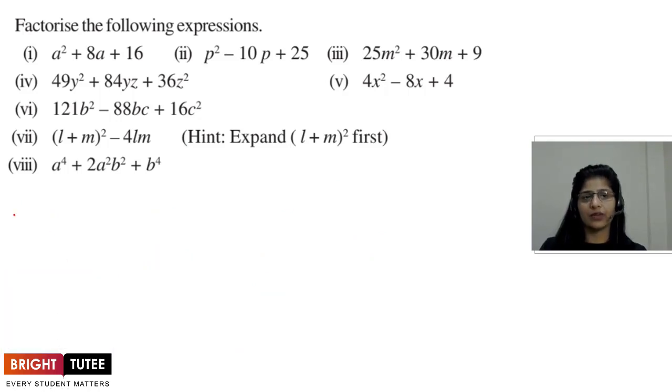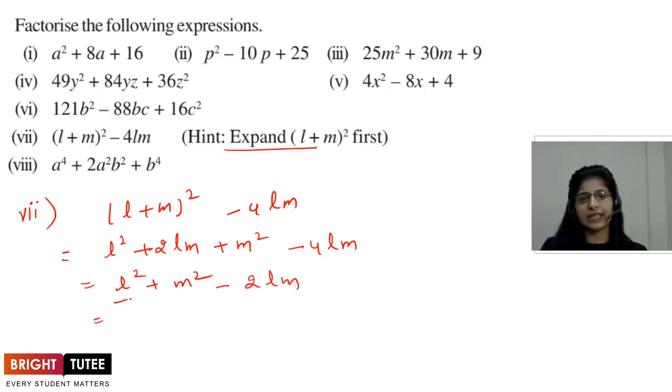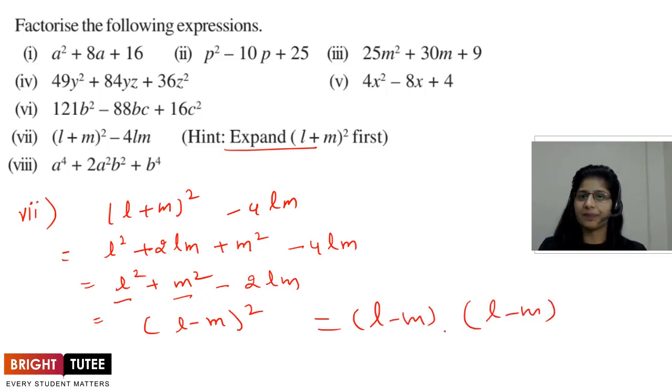Okay, now we will do the seventh part of the question. There a hint is also given. They're asking us to expand this. So we have (L plus M) whole square minus 4LM. Let us expand it using the identity (A plus B) whole square, that is A square plus 2AB, 2LM, plus B square, that is M square, minus 4LM. So L square plus M square, and 2LM minus 4LM is minus 2LM. So we see that it is A square plus B square minus 2AB, which is the formula of (A minus B) whole square. So the factors are (L minus M), (L minus M). Clear? So these are the two factors that we have for this question.